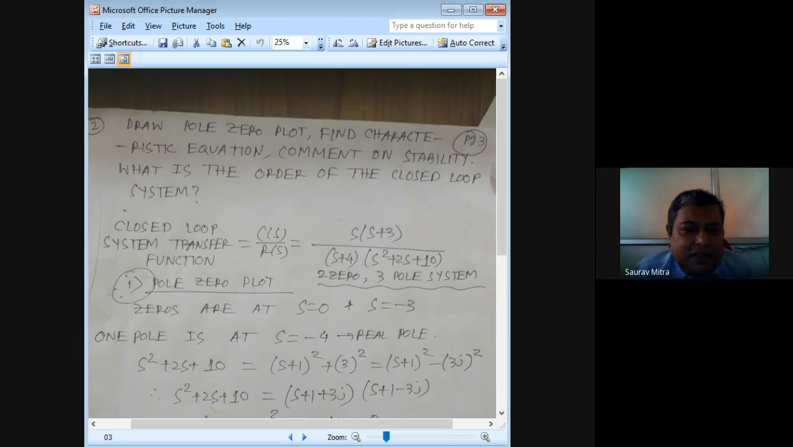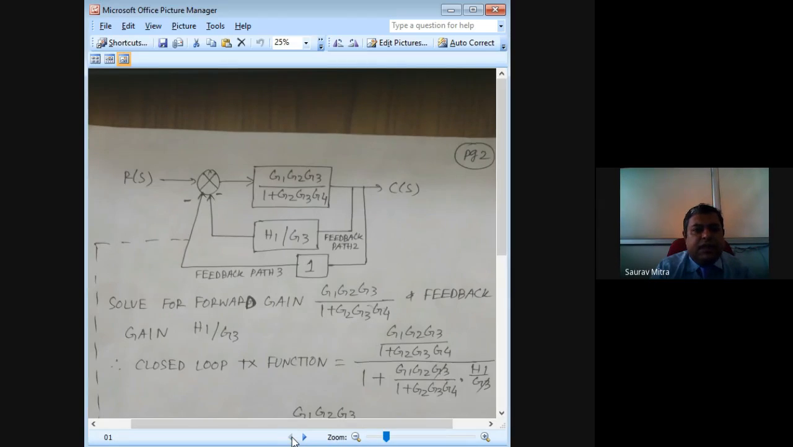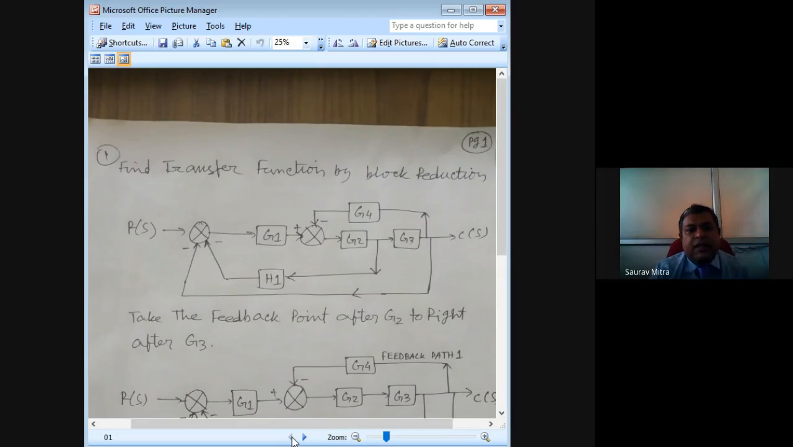Okay, so just write down C(s)/R(s) as s into (s + 3) / ((s + 4)(s² + 2s + 10)). From there, four questions: draw the pole-zero diagram, find the characteristic equation, comment on system stability, and what is the order of the system.